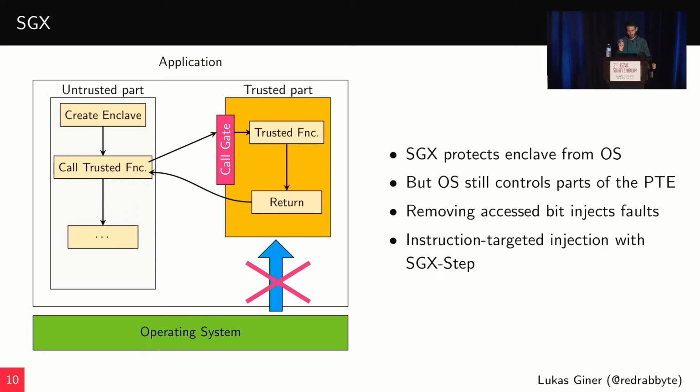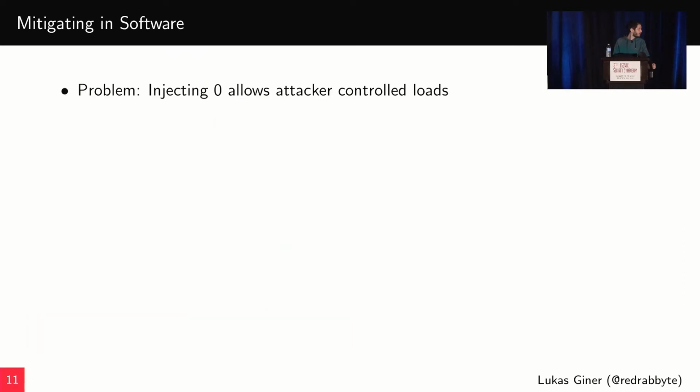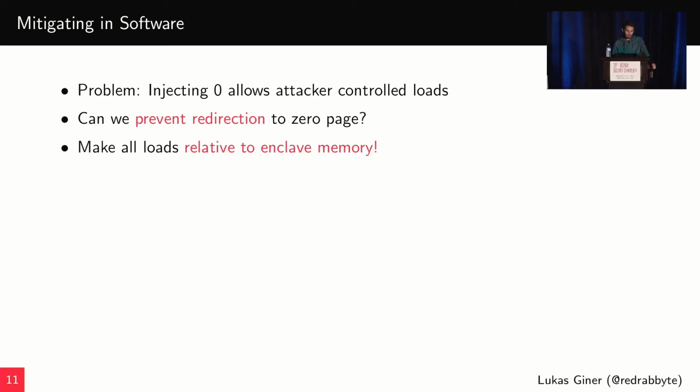So we wanted to mitigate this. Finally back here. So that's a problem: an attacker can inject zeros. The standard mitigation was inserting fences everywhere, and we saw that the performance is horrible. So instead we thought maybe we could approach this problem from a different direction and allow the enclave to control where these 0 loads go. And our solution to this was to make all loads in the enclave relative to the enclave beginning, or to a part of the enclave beginning.